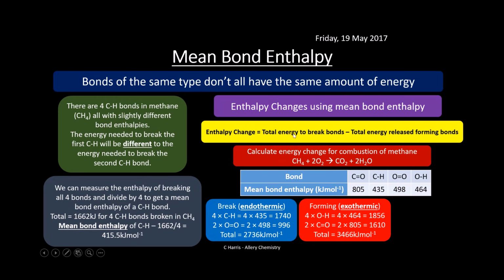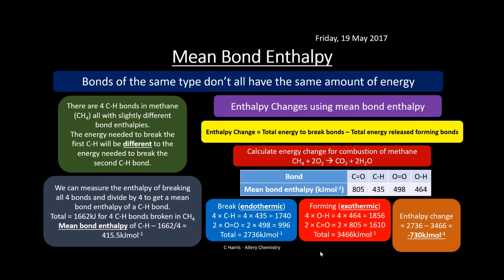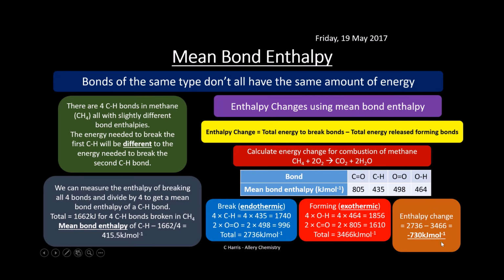So you can see here, total energy needed to break the bonds is less than the total energy released when we're forming them. So that means that energy is released overall in this reaction. So there it is there. The enthalpy change is minus 730 kilojoules per mole. So therefore, like I say, our reaction is exothermic.